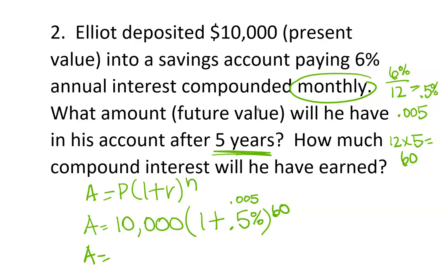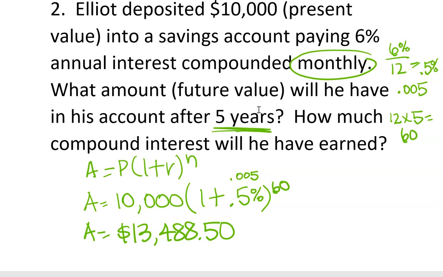So now that we have all that, we can type this into our calculators. 10,000 times, put those parentheses in there, 1 plus 0.005 or 1 plus 0.5%, whichever one you want to do is okay. And then raise that, you'll have to use the little caret key, to the 60. So the amount is $13,488.50.